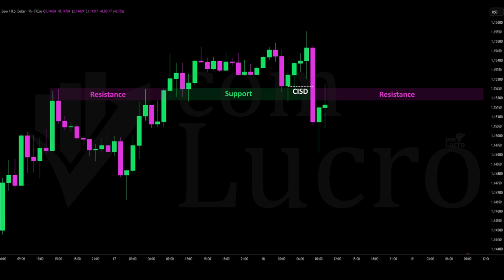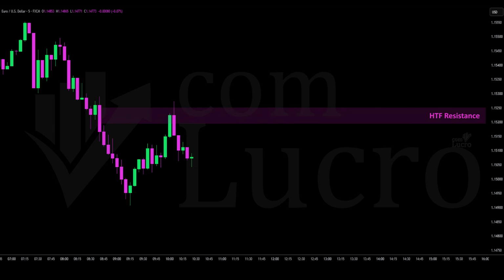Based on this behavior, we expect that the level may now act as resistance and that price could continue moving lower. However, before entering a trade, we want additional confirmation that sellers are actually stepping into the market. To do that, we can zoom in to a lower time frame and study the price action more closely. Let's move to the 5-minute chart.